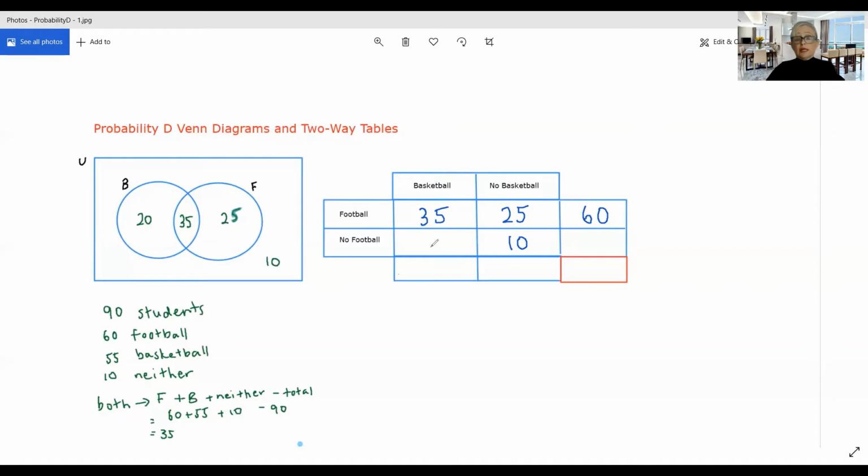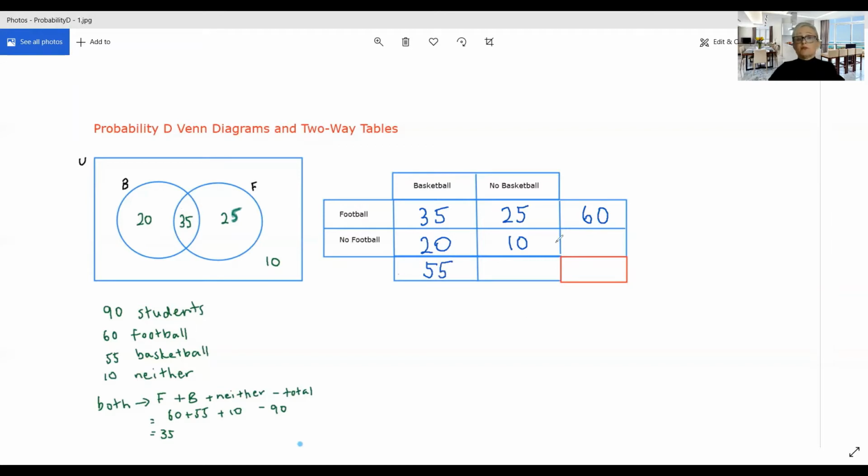What's going to go in here will be those people who play basketball but not football. So they play basketball, but they don't play football. So it'll be these people here. And again, our 35 plus our 20 should give us our total number for basketball.